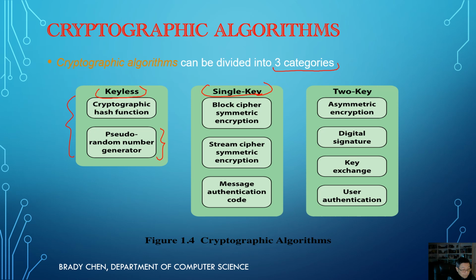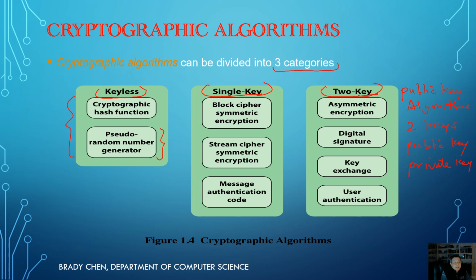And the third category is the two key, and many times it's called public key encryption decryption algorithm. In that case, typically there are two keys. One is called a public key. The other one is a private key.